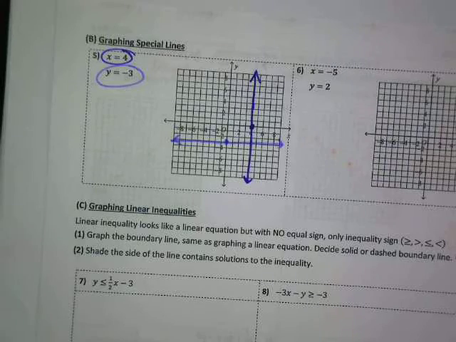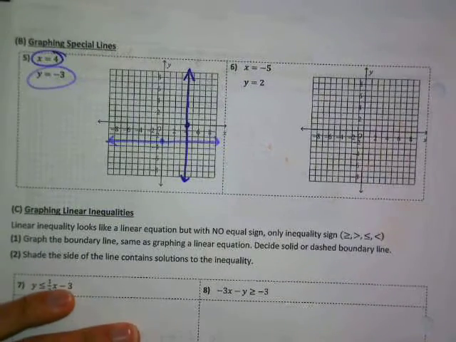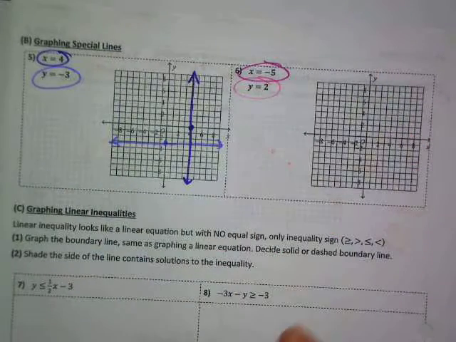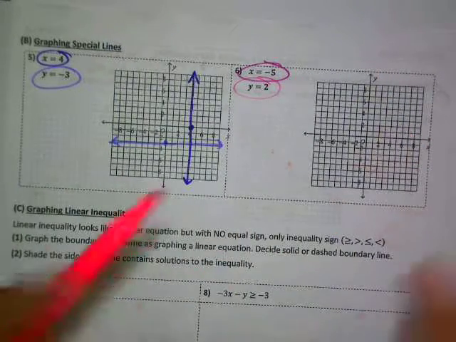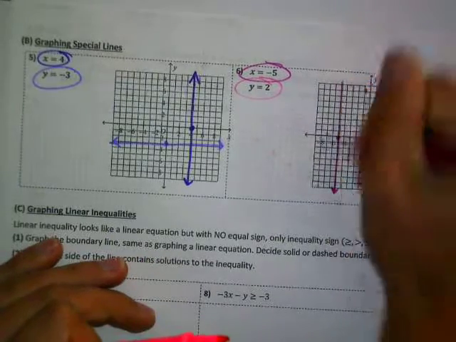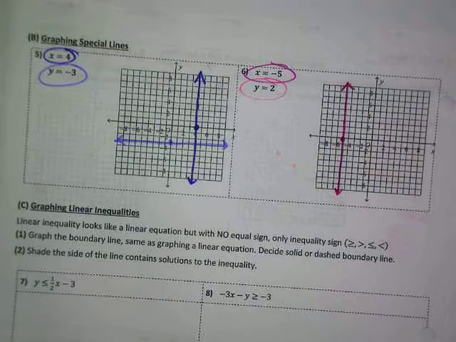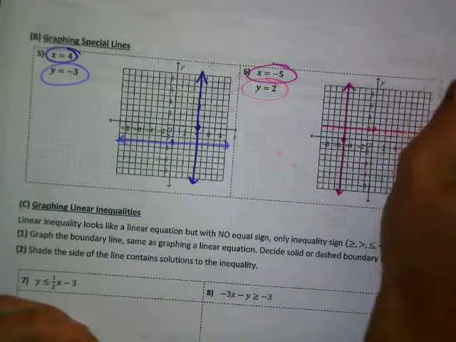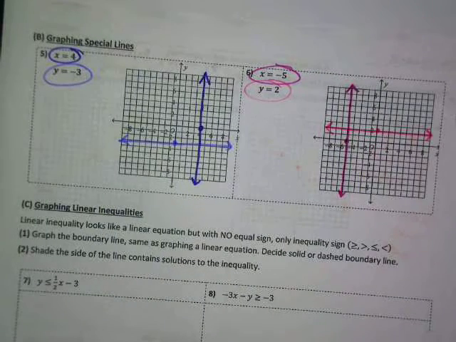Alright, next one, number 6. X equals -5 and y equals 2. So on the x-axis, find -5, and you're going to draw a line through it. On the y, find 2, and draw a line through it. So it's just like your asymptotes, but we actually have a line instead of a dotted boundary. You graph them the same way we did the asymptotes.